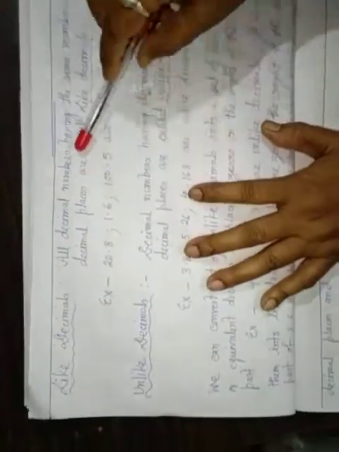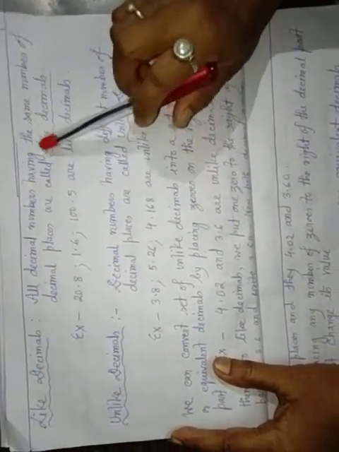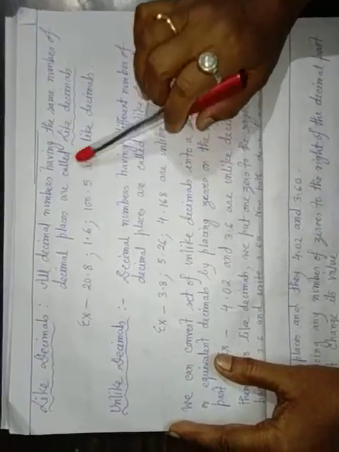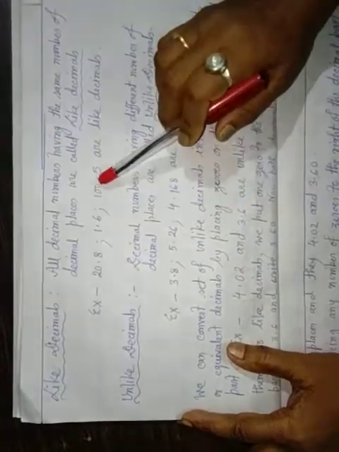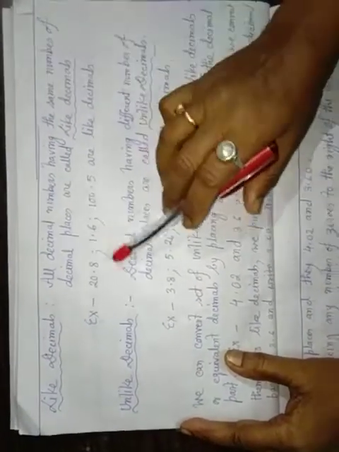Okay. There are two types of decimals: like decimals and unlike decimals. Like decimals: all decimal numbers having the same number of decimal places are called like decimals. For example, 20.8, 1.6, 100.5 are like decimals, with one digit after the point. Unlike decimals: decimal numbers having different numbers of decimal places are called unlike decimals. 3.8 has one digit, 5.26 has two digits, 4.016 has three digits; they are unlike decimals.